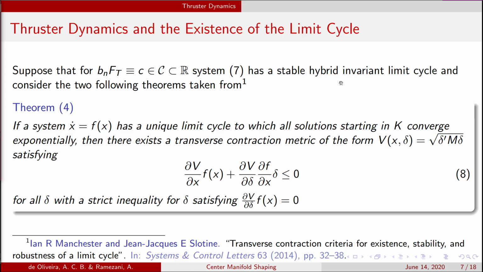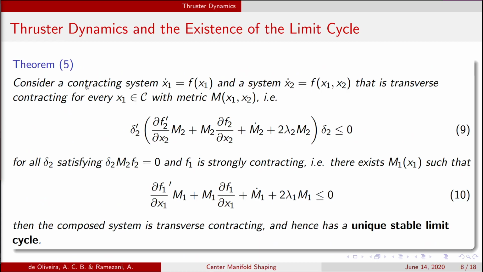If that's true, and that can be easily verified from the solution of the Poincare function of the aerodynamics, then for any constant value of the thrusters in that interval, Theorem 4 of Manchester and Slotine's paper assures us that such a system is transverse contractive. Theorem 5 of the same paper tells us that if a strongly contractive system x1 dot equals f of x1 and a system x2 dot equals f of x2 that is transverse contractive, if x1 is viewed as a constant parameter, are cascaded together, then the resulting composed system is also transverse contracting and has a unique stable limit cycle. This result gives us conditions for the dynamics of the thrusters.